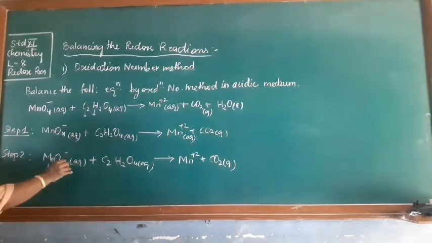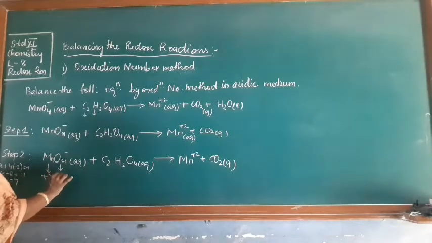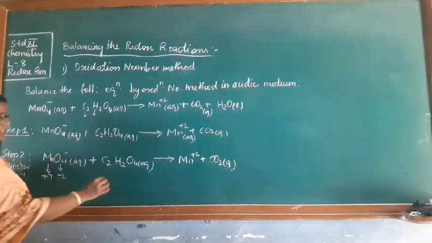Mn जो है MnO4 माइनस में it will be having a plus 7 oxidation state. You can check x plus 4 into minus 2 is equal to minus 1. So x minus 8 is equal to minus 1. So x is equal to plus 8 minus 1 will become what? Plus 7. So here Mn is having a plus 7 oxidation state. Oxygen has a minus 2 oxidation state.